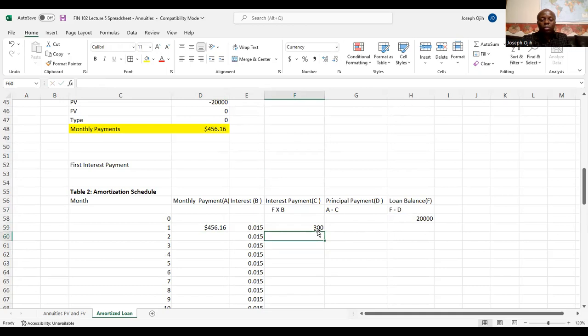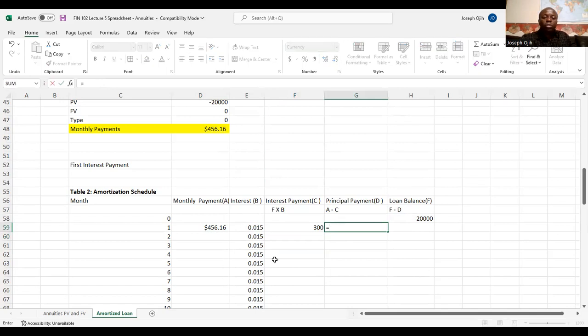So when you pay $456.16, $300 of that amount will go to interest that the bank will make. Then how much will go to the principal? Equals the amount that you paid minus the interest. So only $156.16 will go to principal. That's what goes to pay the principal.